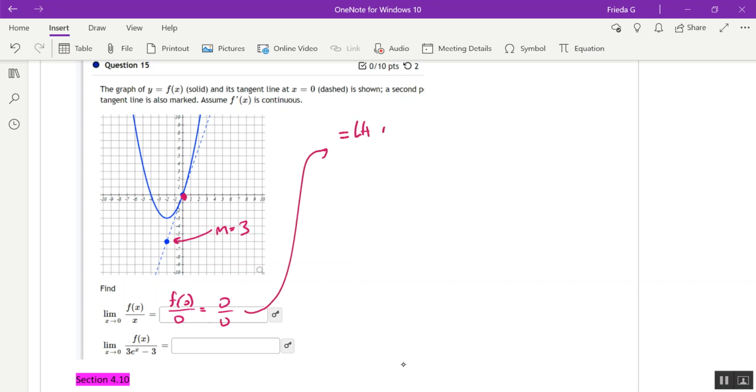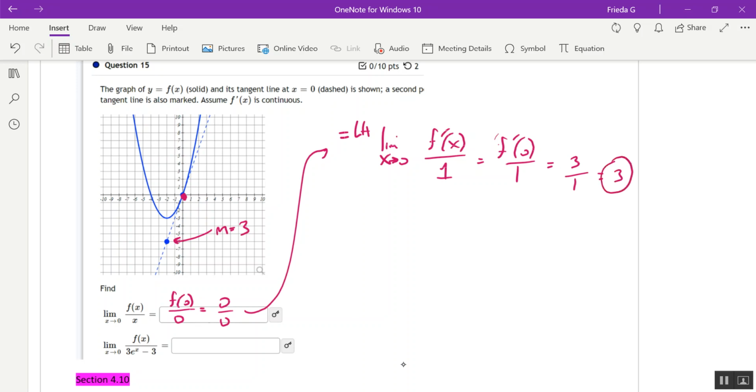So by L'Hop, this is the limit as x goes to 0 of, take the derivative of the top, f prime of x, divide by the derivative of the bottom. Now if you put in 0, you get f prime of 0 over 1. Well, f prime of 0 is the slope of the tangent at 0. That's 3. 3 over 1 is 3.